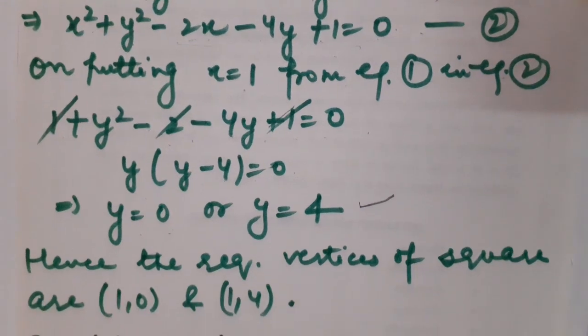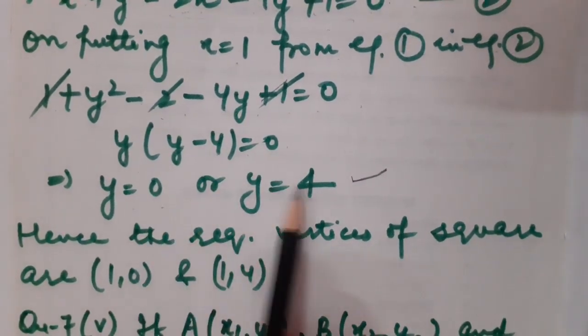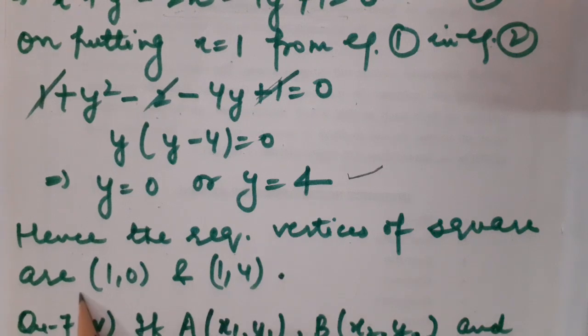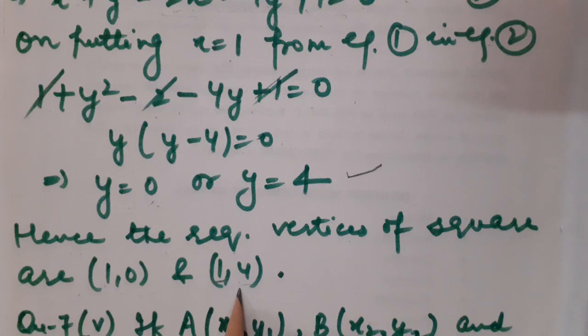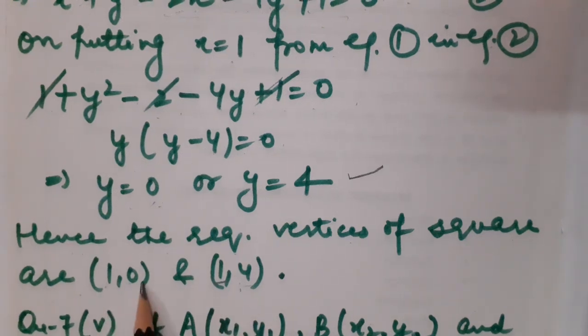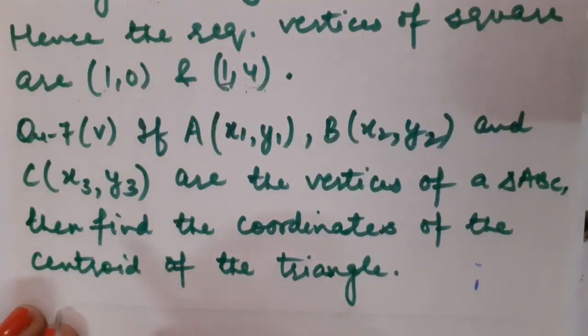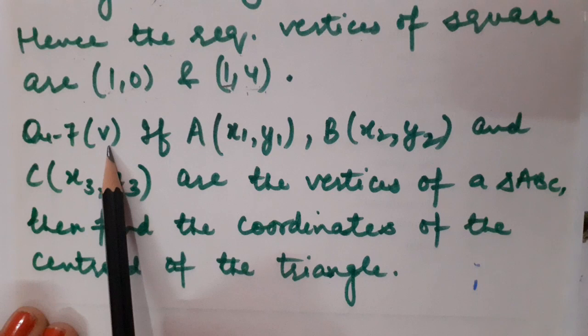Fine students? Finally, we have got two values of y, but the value of x is the same. So hence, what can we say? The required vertices of the square are, in the first case, x comma y. x is 1, here also x is 1, but the value of y will vary. So through this we have calculated the coordinates of both the vertices which are opposite of each other. So this is 1 comma 0 and another is 1 comma 4. Understood students? Fine children.